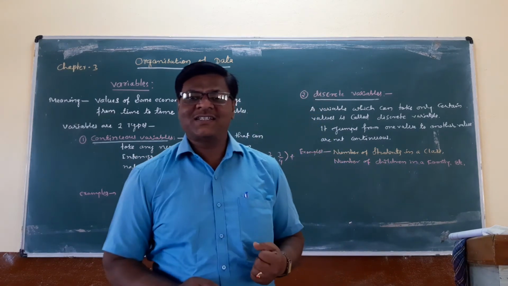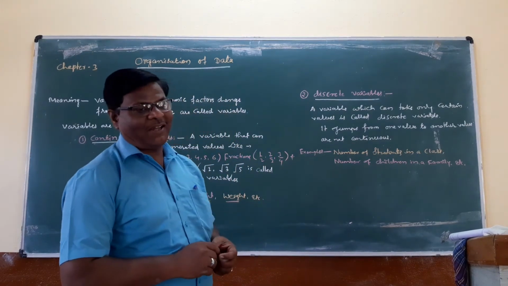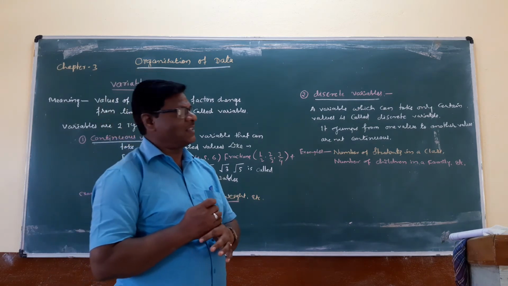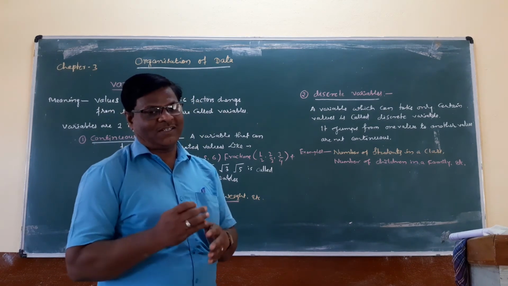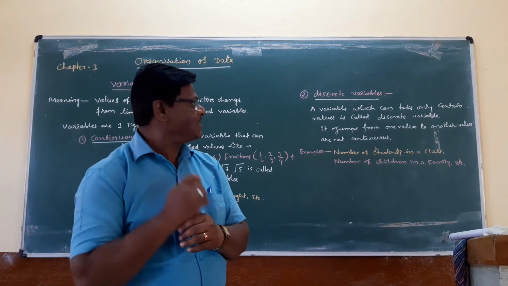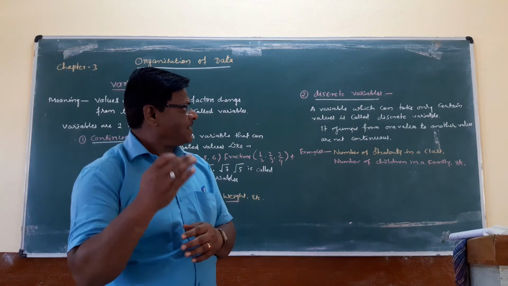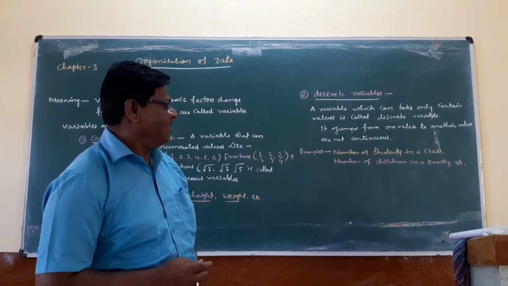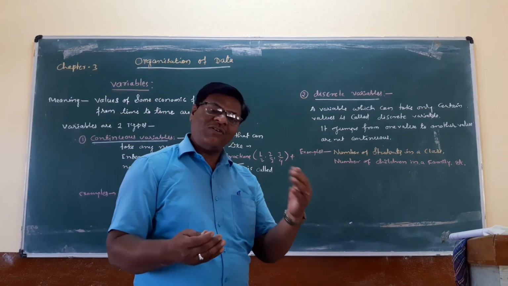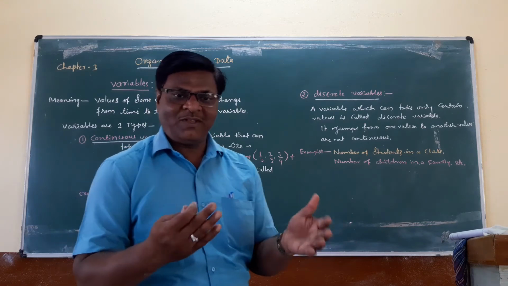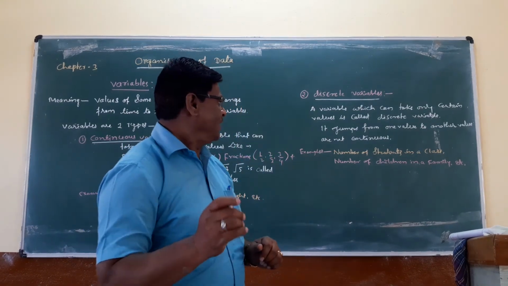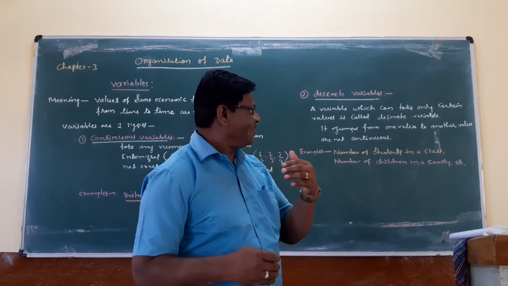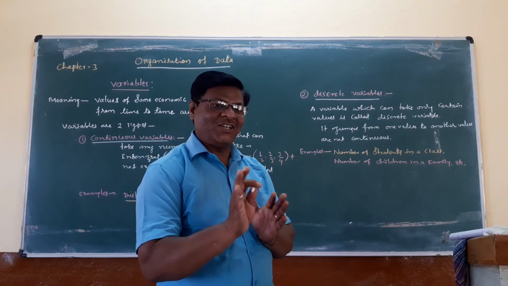And what are discrete variables? Discrete variables are variables which can take only certain values. They jump from one value to another value, so they are not continuous. This is called a discrete series, or discrete variables.